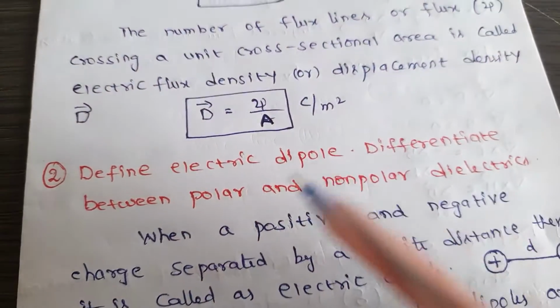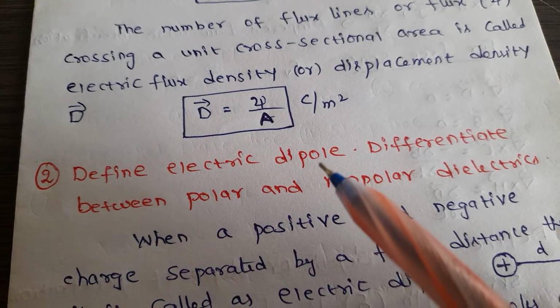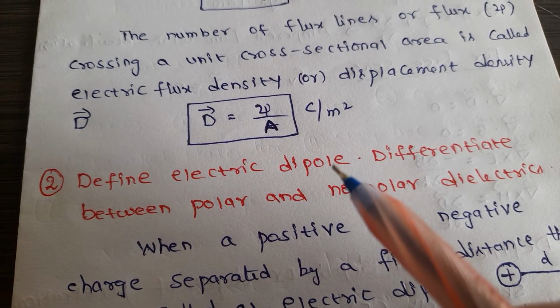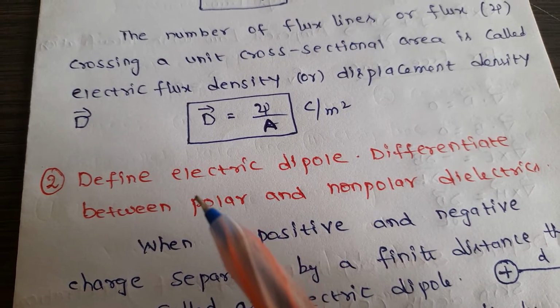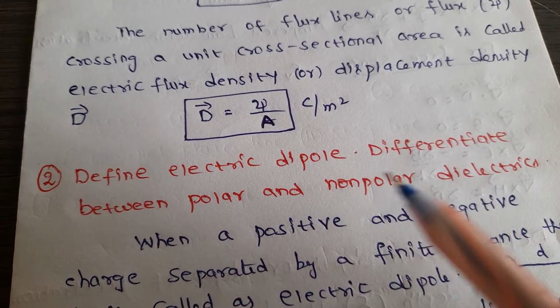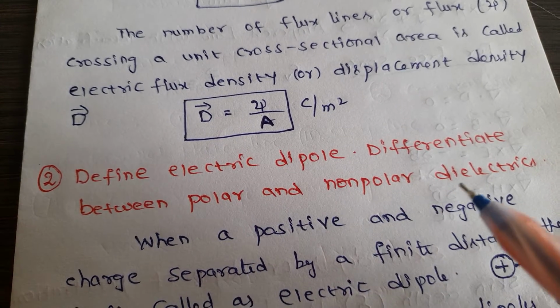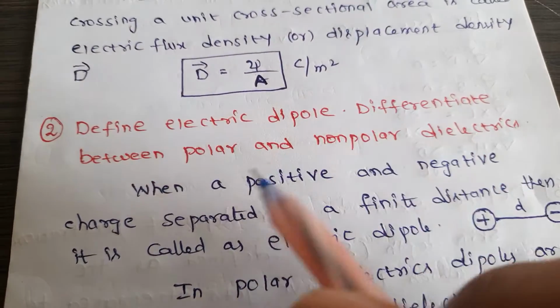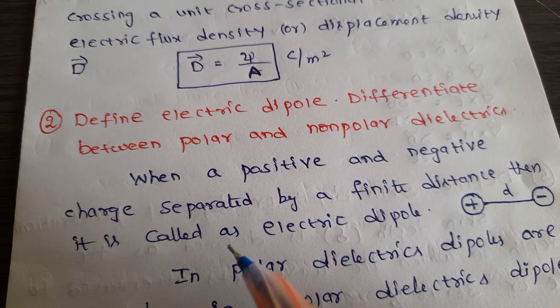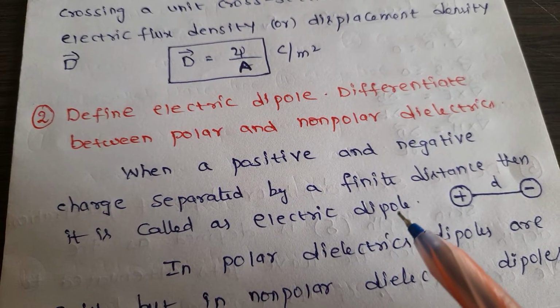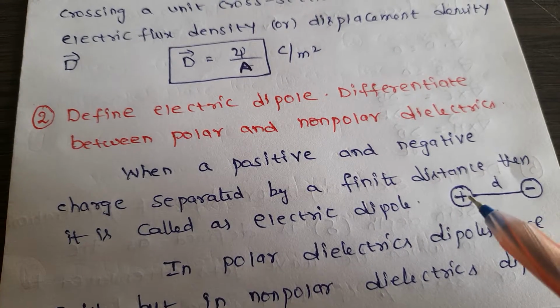Then coming back to the second question, define electric dipole. In the previous video we have seen the magnetic dipole. Here we are going to see define electric dipole, differentiate between polar and non-polar dielectric. First of all, we will see the electric dipole. When a positive and negative charge are separated by a finite distance, then it is called an electric dipole.